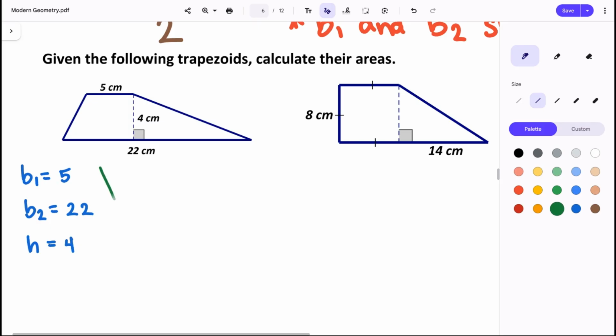So let's go ahead and plug this information into our formula. We're going to do 5 plus 22. Those are my bases. We're always going to add those. Take it times my height, which is 4, and then you're going to cut it in half, so you're going to divide by 2. Now, if you wanted to, you could do some simplifying before you do the math. You could maybe take that 2 into the 4. You don't have to do that. You can just do this as it's written. Okay, but this is going to come out to be what?